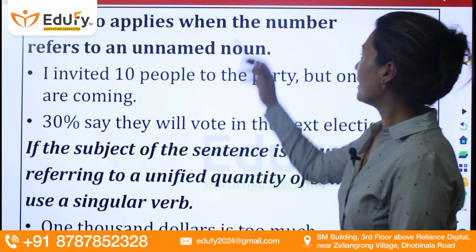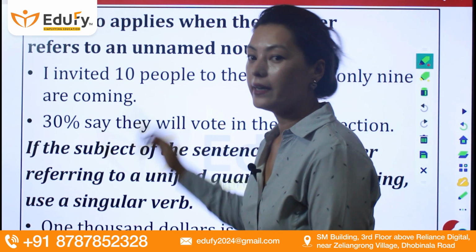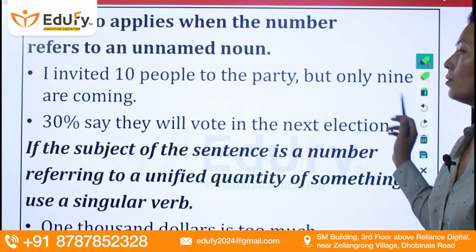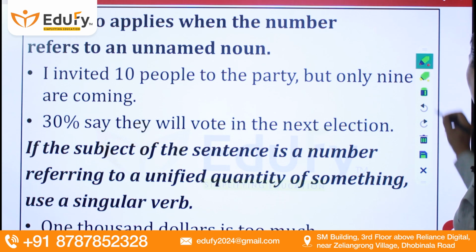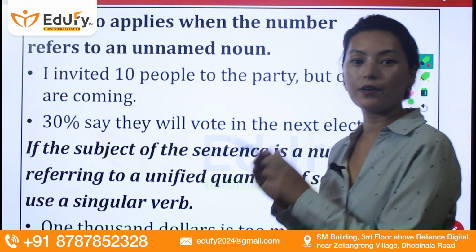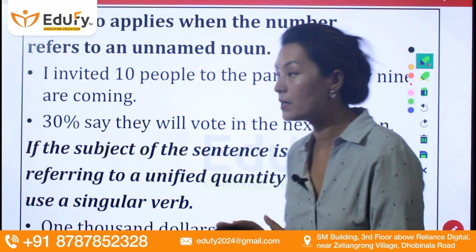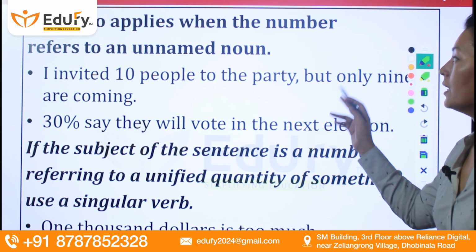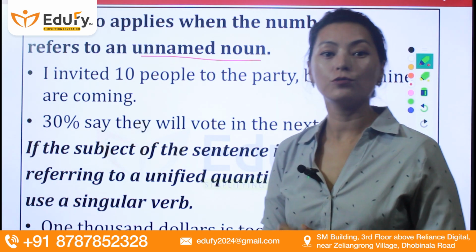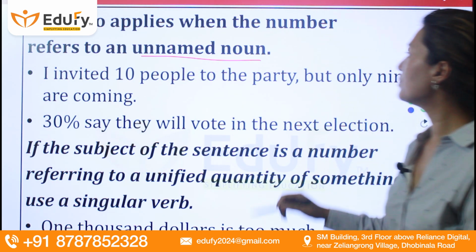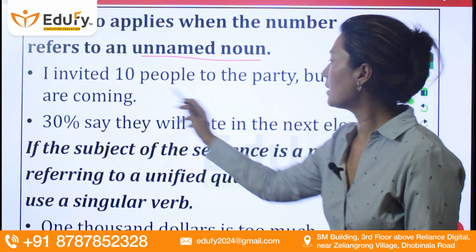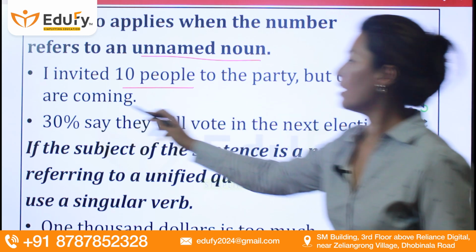This rule also applies when the number refers to an unnamed noun. So I invited 10 people to the party, but only 9 are coming. So if you find that, it is the rule that we must keep on referring the verb according to the noun that is mentioned is applied here as well. Even though there is no specific noun named in the sentence, you will have to write the same rule according to that one. So 10 people are here and only 9 are coming.